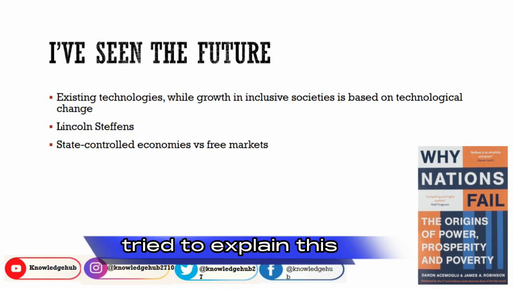The authors try to explain this. They say that state-controlled economies never allocate resources as efficiently as the free market, but they can still grow if the state invests in the most productive industries. For example, the Caribbean slave societies grew by investing in sugar, and the Soviet Union grew by investing in industry.